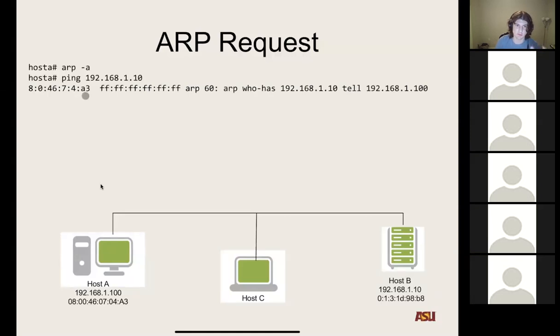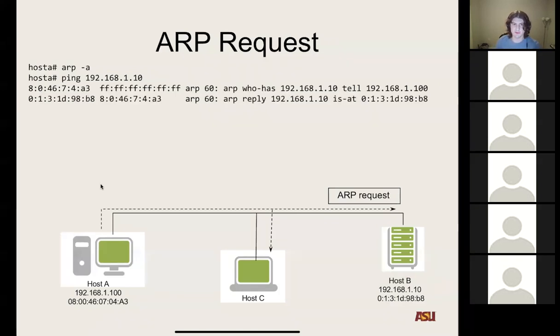80.48.74a. So this is the source MAC address. This is an Ethernet frame. FFFFF, this is the broadcast. It is an ARP, and it's saying ARP who has 192.168.1.10 tell 192.168.1.100. I think this was exactly what we had. It goes out to the whole network. Hosts A, B, and C all get this.